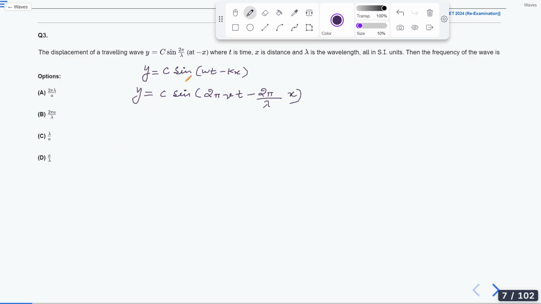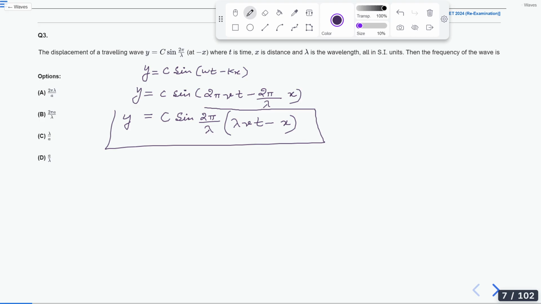After taking 2 pi by lambda common, it becomes 2 pi by lambda times (lambda nu t minus x). That is the modified form of the equation of the wave. Now you can compare this equation with the given equation, where t is time, x is distance, and lambda is the wavelength. All are given in SI units.